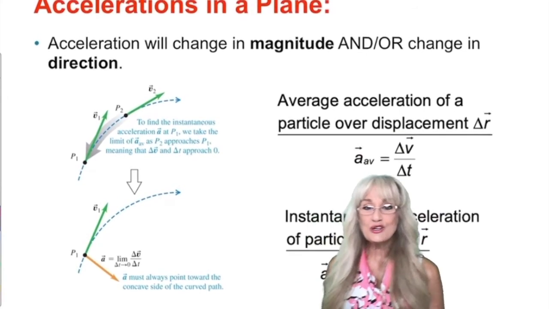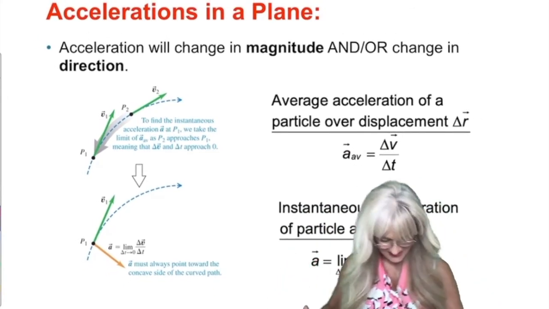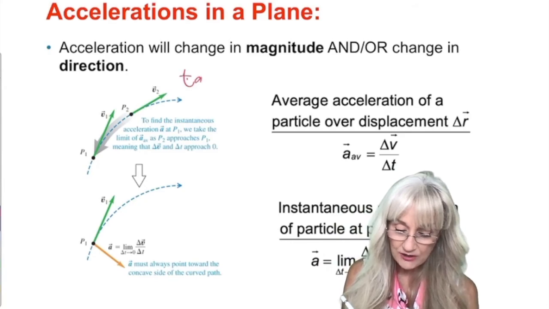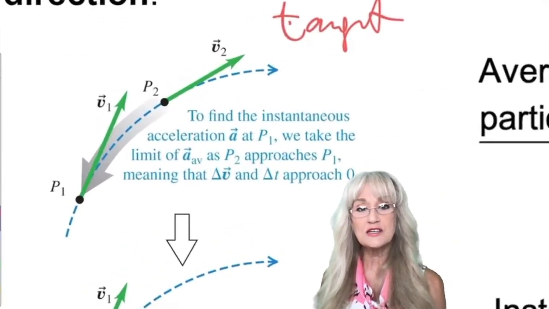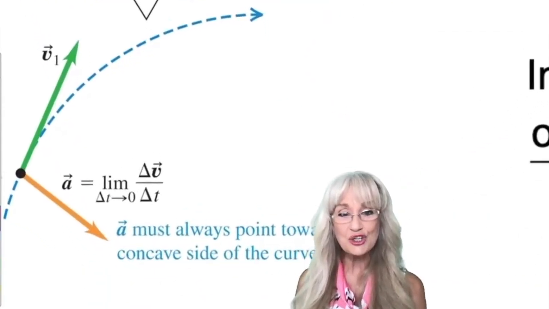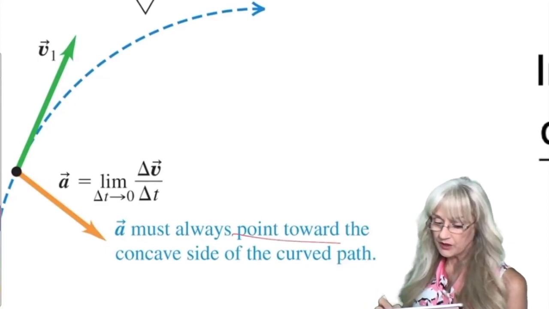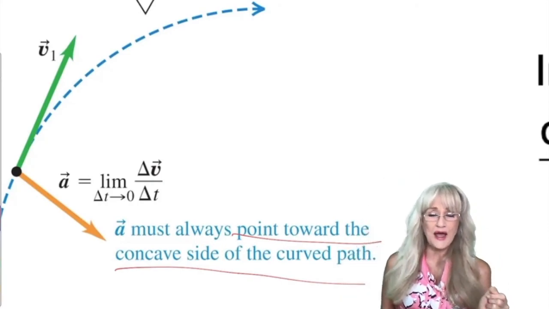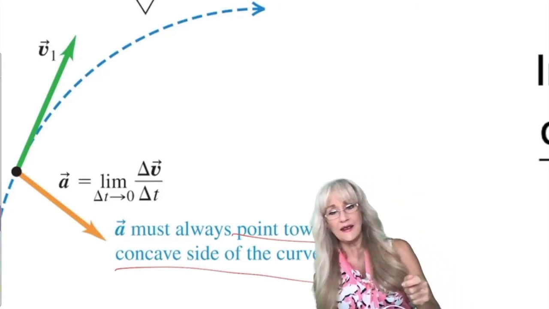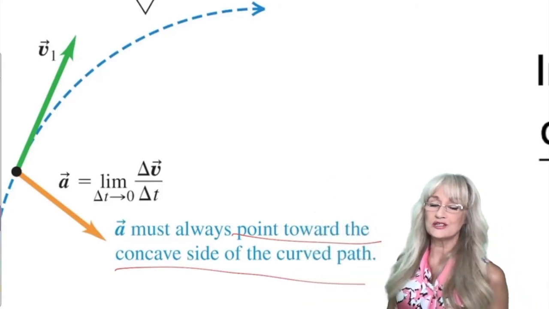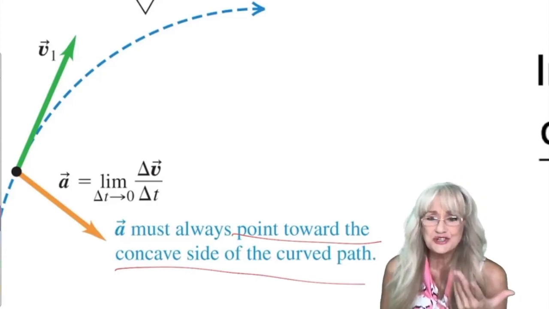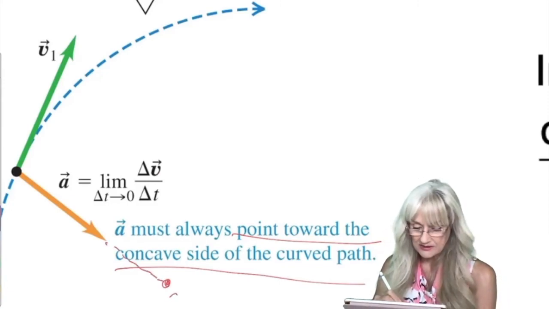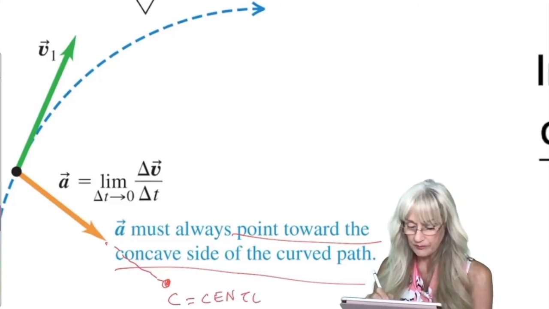The acceleration in 2D, in two dimensions, is very easy, because if your velocity is tangent to the trajectory, your acceleration will always point toward the concave side of a curved path. When you are driving on the freeway, on a ramp, and you feel like you're leaning, your acceleration points toward the concave side, toward an imaginary center. If you extend this acceleration, you will find the center C of your curved path.